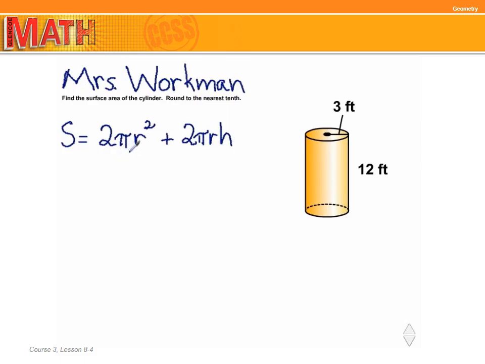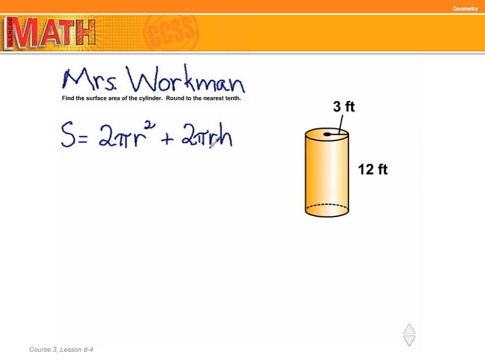Remember, that's the area formula for a circle. Notice a cylinder has two circles, its top and bottom, and so we're taking the area of twice pi r squared for those two circles. This then represents the area of the lateral part, or the sides of the cylinder.